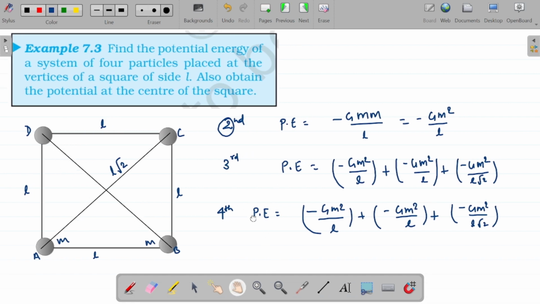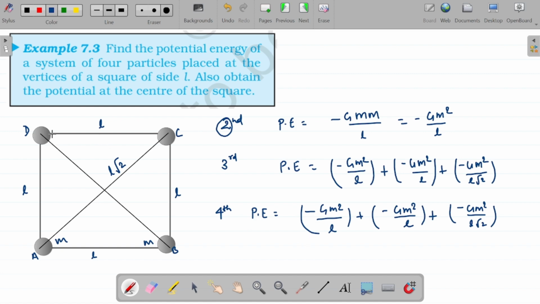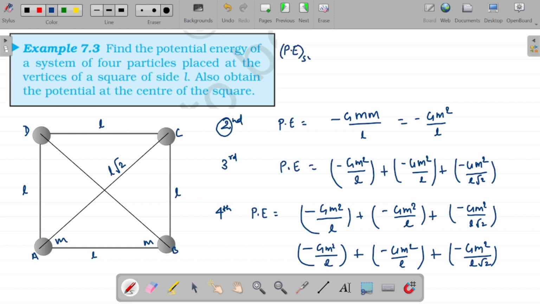So look here, minus G m square by L once again, and due to this sphere, it will be minus G m square by L, and this length is also L into square root of 2, so we can write here minus G m square by L into root 2. Now you can rearrange these things, and this is 4 times of this term and 2 times of this term. So you can rearrange and obtain the potential energy of this particular system.